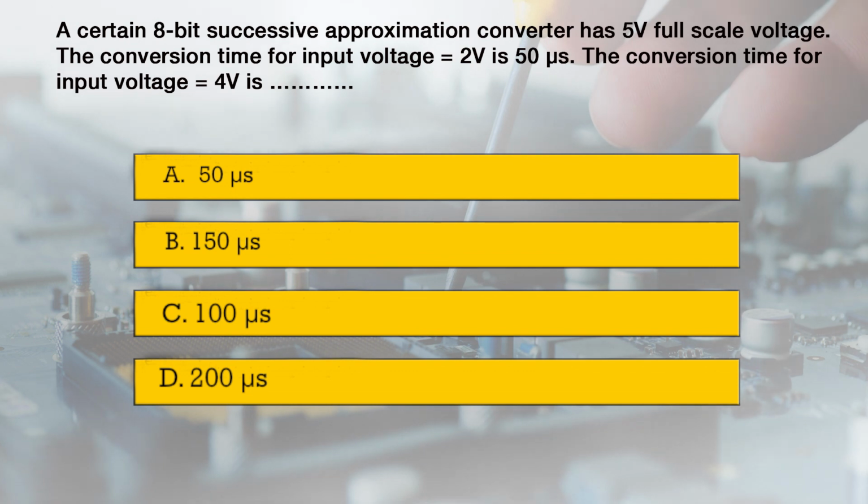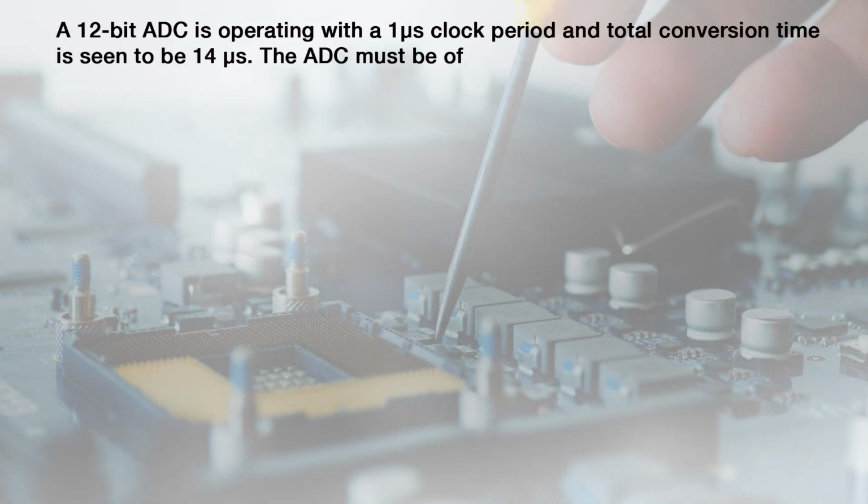So, as we know, conversion time of SAR type of ADC depends only on the number of bits and it does not depend upon the input voltage. So, whatever is the input voltage, for all the voltages this kind of ADC will have the same conversion time, that is 50 microseconds.